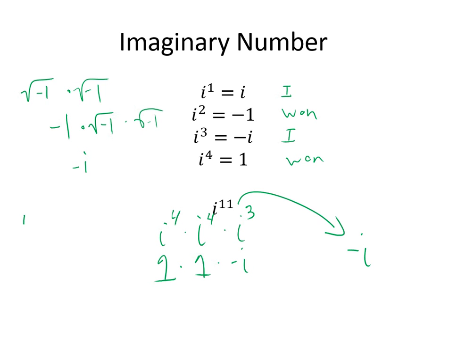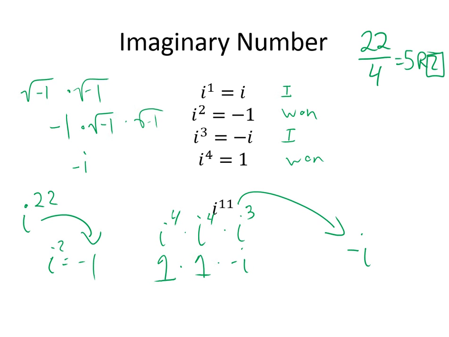So if I were to take i to the 22nd, let's say, how many groups of 4 can I make? Well, I can make 5 of them. And then how many do I have left over? i^2, which would get me a negative 1. So this reduced gets you negative 1. A way to do this is to take whatever the power is and divide it by 4, and what you're looking at is the remainder. This would be 5 remainder 2. That is the power you're doing, so it would be i to the second power, which is negative 1.